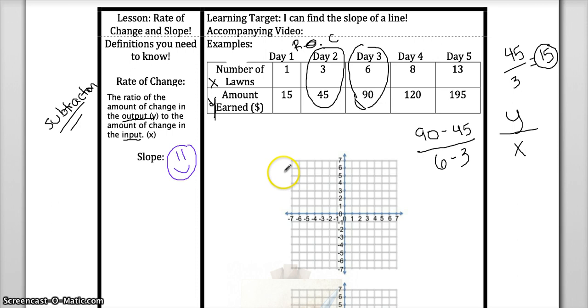And slope, let me give you the definition of it, is the ratio of change in the y values. Oh, well, hold on. Let me just type it for you. It'll be easier for you to see.